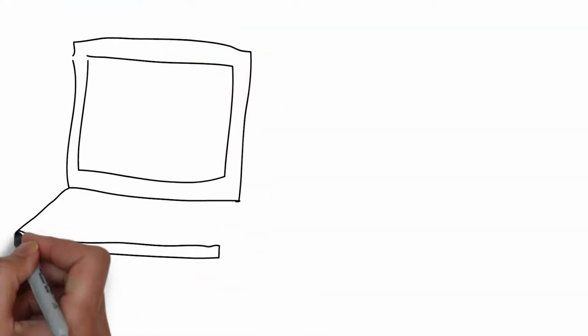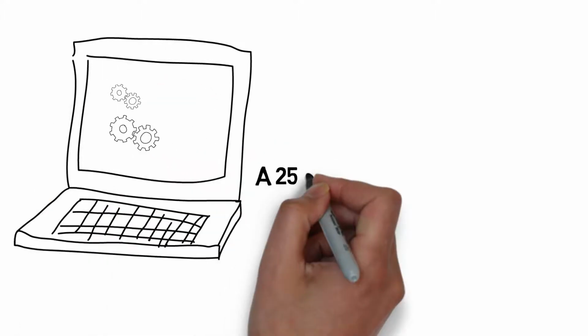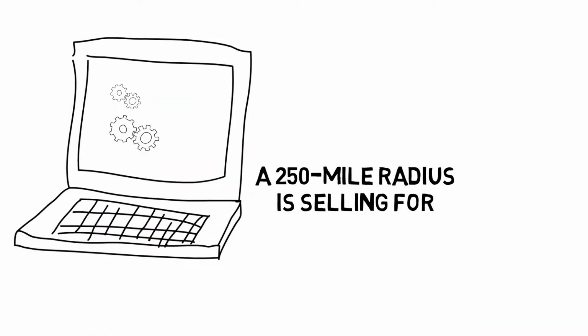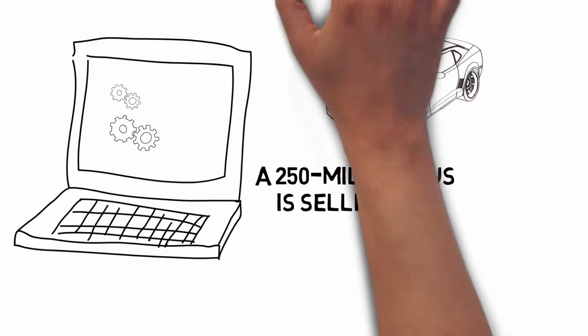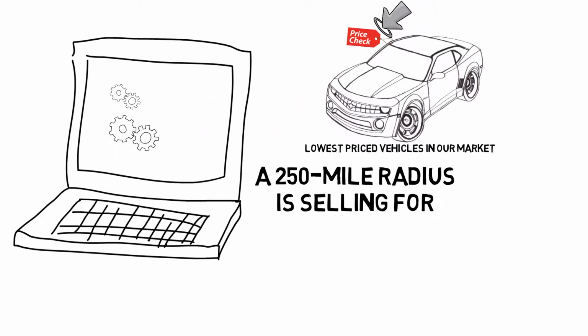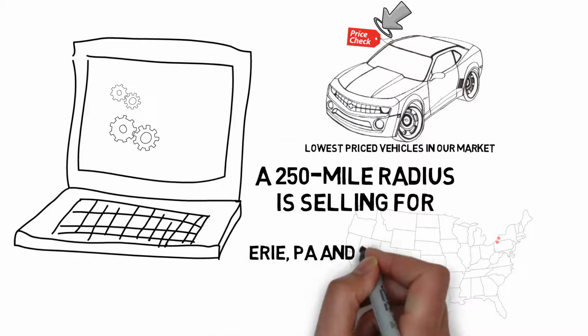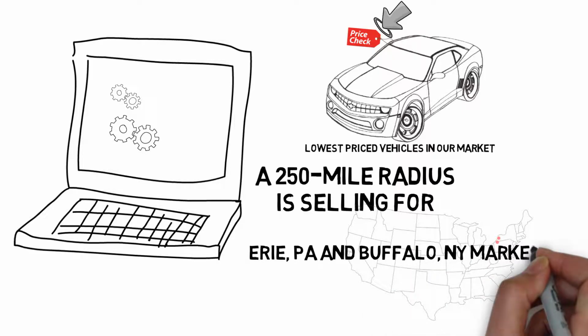Using a unique computer software program, Shults can determine what every other used vehicle within a 250-mile radius is selling for. And once we determine that, we can immediately price our vehicle to be one of the lowest priced vehicles in our market. This includes vehicles listed in the Erie, Pennsylvania and the Buffalo, New York markets.